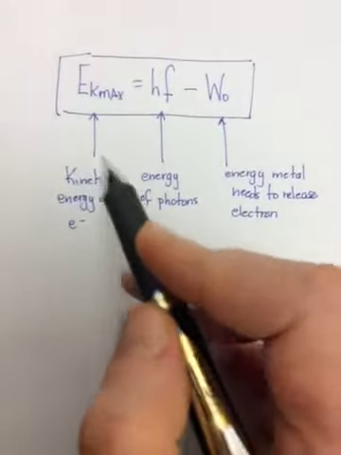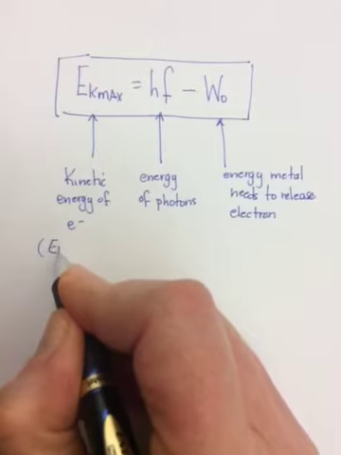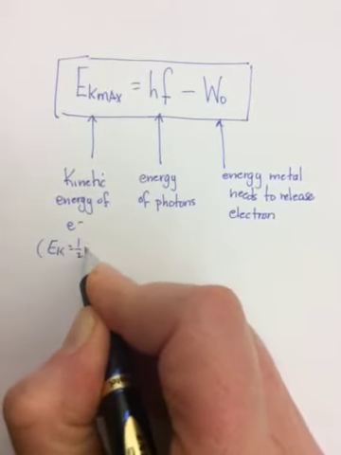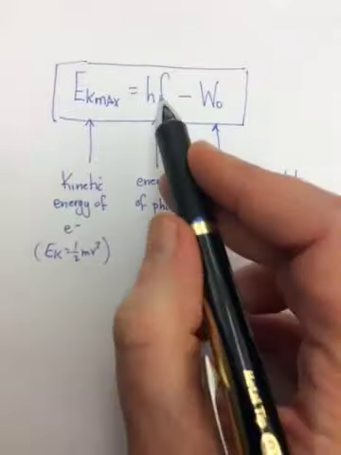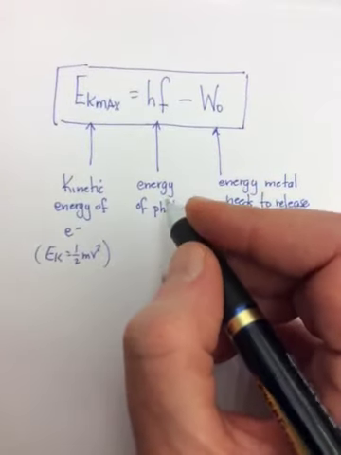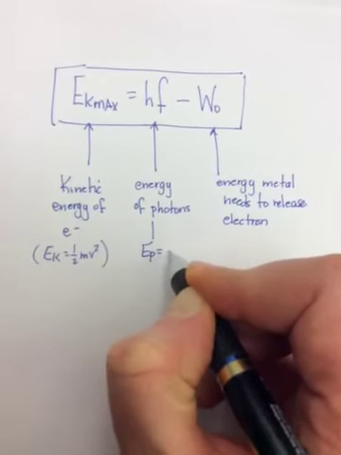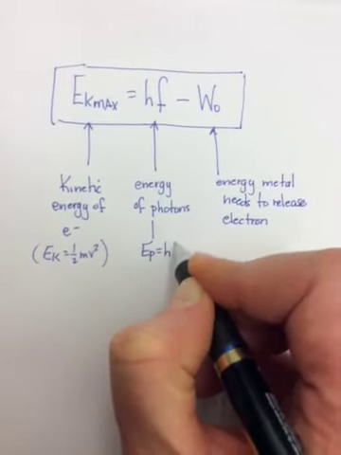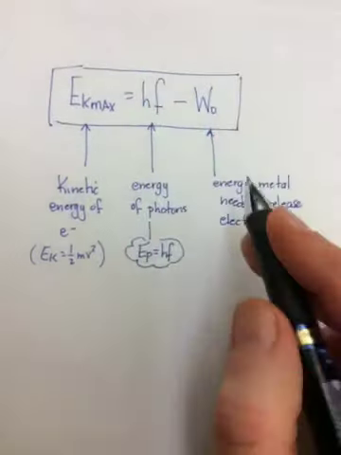EK max is the kinetic energy of the electron, okay? And yes, kinetic energy, 1/2 mv squared. So this is the kinetic energy of the electron. HF is the energy of the photons. It's the EP that Max Planck came up with. Remember, EP was equal to HF. So we just write HF in there instead of EP.